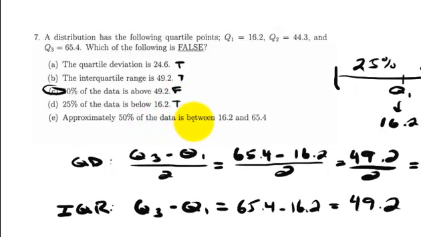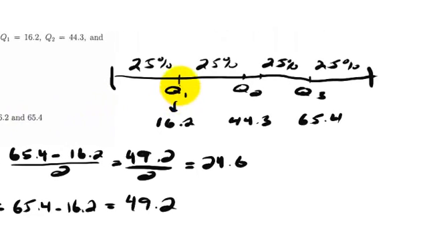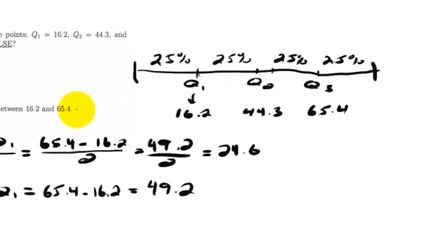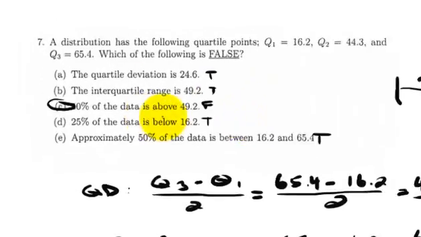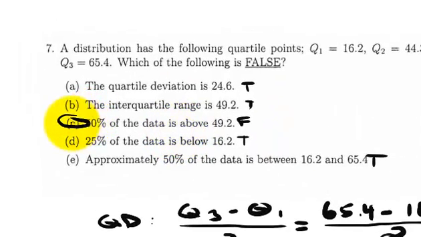Approximately 50% of the data is between 16.2 and 65.4. Well, that's between Q1 and Q3. Well, you can see 25% plus another 25%. Yep, between Q1 and Q3, that's roughly, or it's 50%. So E is also true. So answer to number 7 is C.